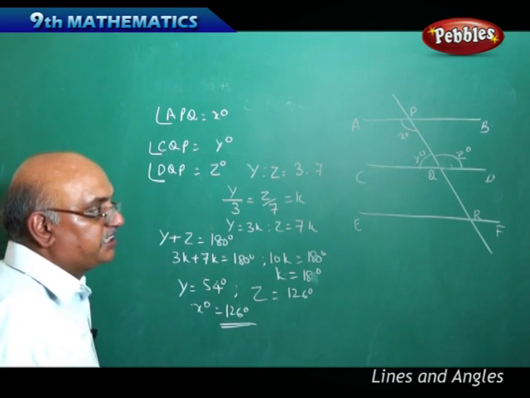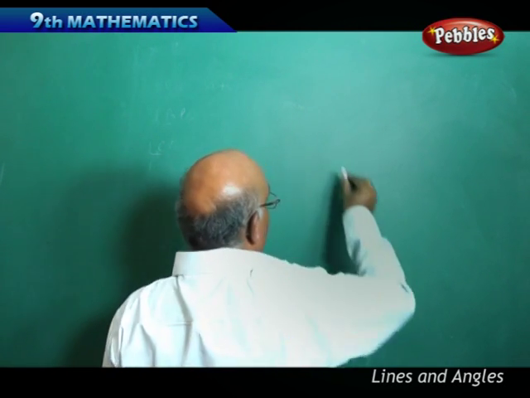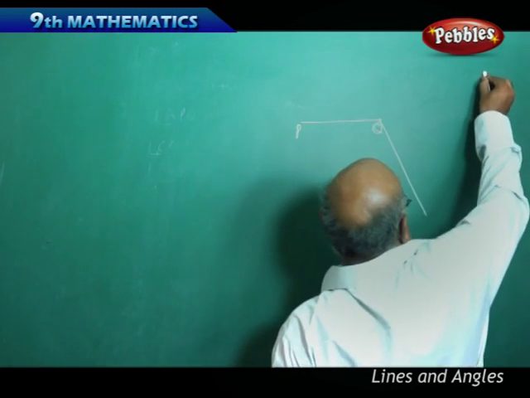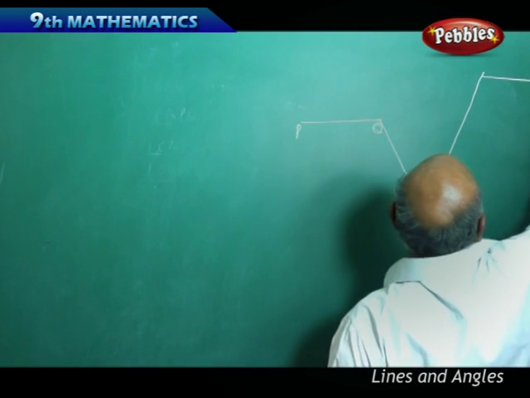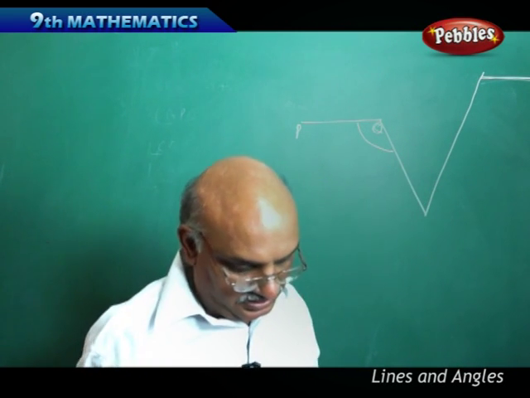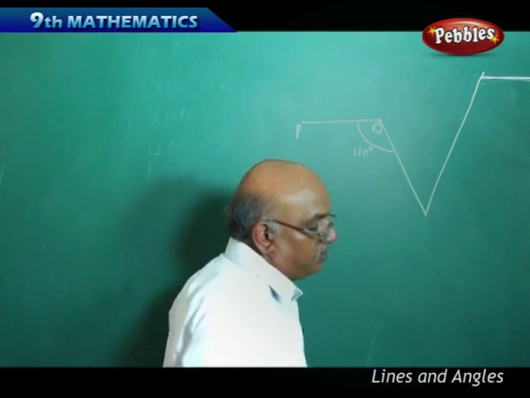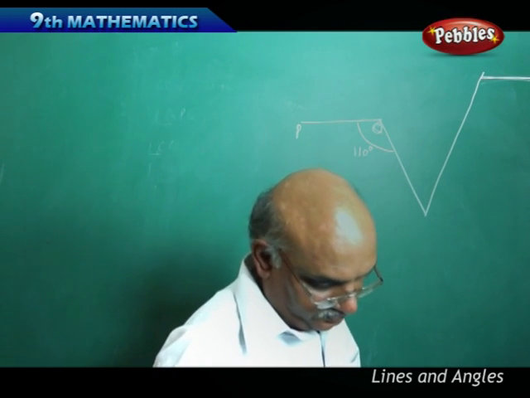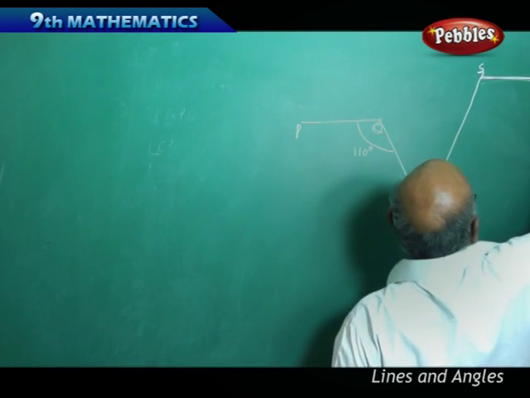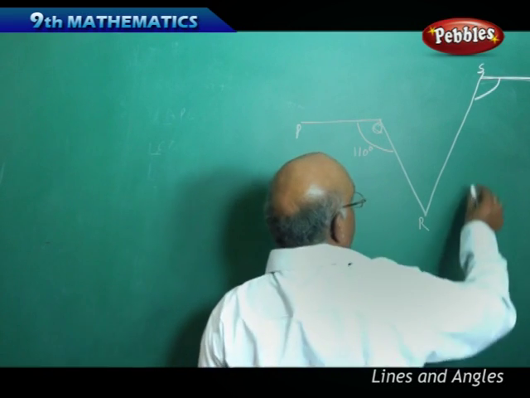Now, we are going to see the next model problem of the same type in a different way. In a figure, it is given that PQ, and the figure is going to look like this. Here, this angle he had given as 110 degrees. Now, let us call this R, this point S, and this T. This angle he had given as 130 degrees.